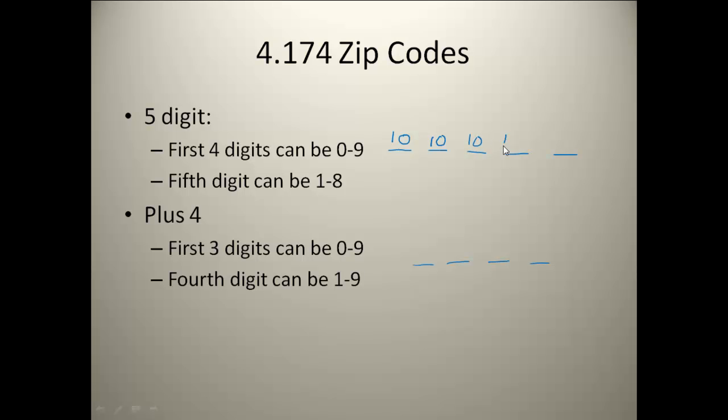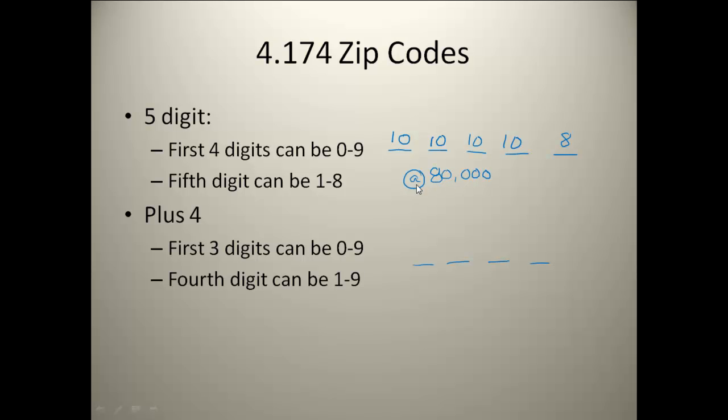Our third digit, we have 10. And our fourth, we have 10. But then our last digit, our 5th digit, can only be from 1 to 8. So that only gives us 8 options here. Well, now when we multiply all those together, for part A, you will come up with 80,000 different options.